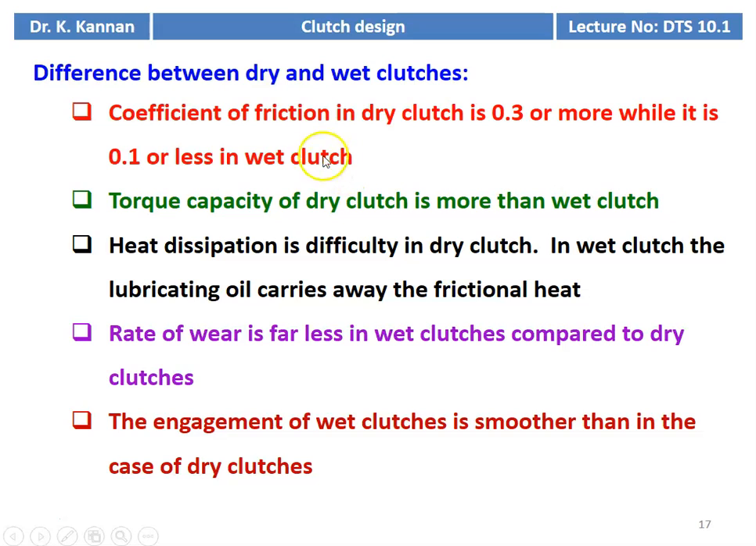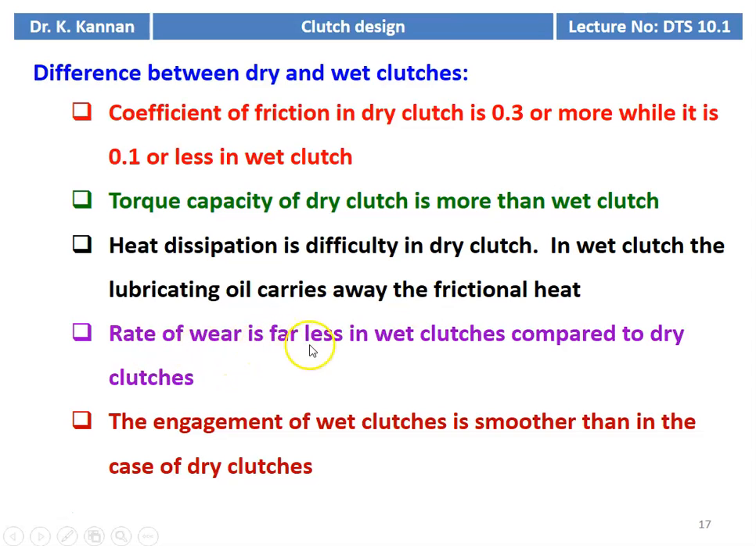So when the mu value is higher, the power transmission capacity of the clutch is also higher. Torque capacity of the dry clutch is more than the wet clutch. It is because of the mu value. For the same size, the dry clutch will transmit more power than the wet clutch. Heat dissipation is difficult in the case of the dry clutch, whereas in the wet clutch, the lubricating oil carries away the frictional heat. The friction material is completely soaked in the lubricating oil, which will take care of the heat produced during the rubbing action.